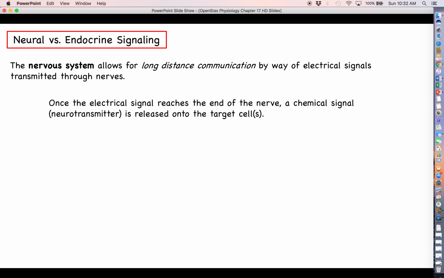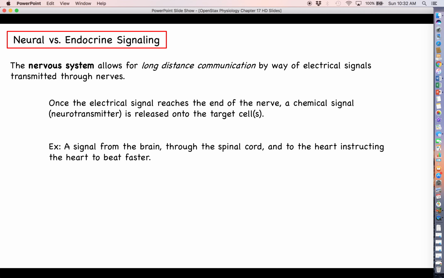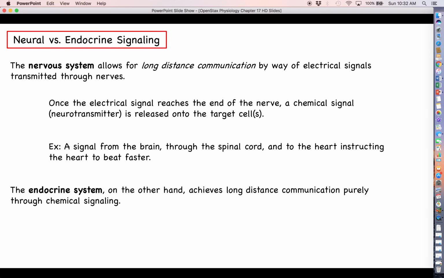So the idea here is that once the electrical signal reaches the end of the nerve, a chemical signal called a neurotransmitter will be released onto the effector or target cells, and those cells will respond once that neurotransmitter binds to its appropriate receptor. So, for example, a signal from the brain going through the spinal cord and through a nerve to the heart could possibly provide the instructions needed to get the heart to beat faster. You've already seen this firsthand in one of the labs that you did.